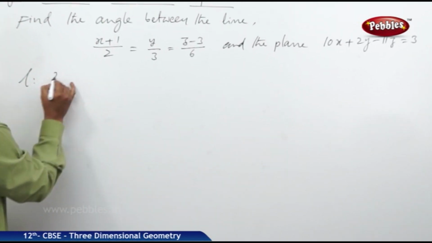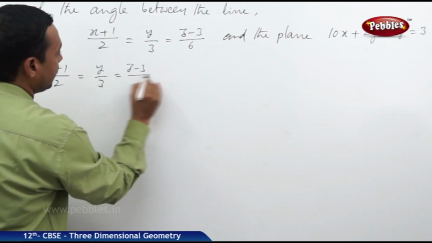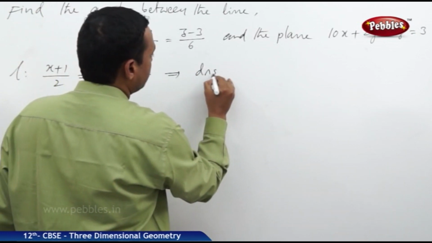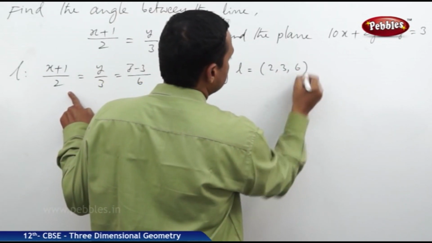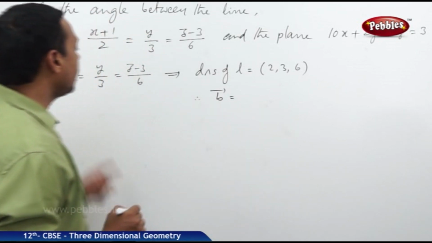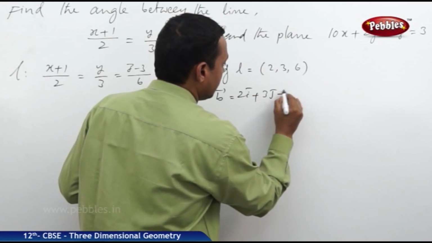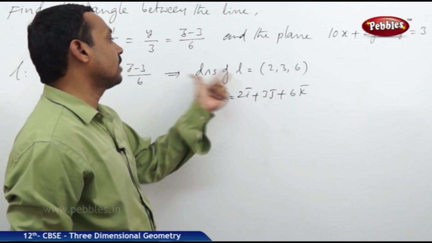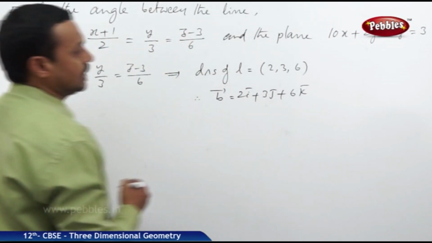The given line L is x plus 1 by 2 is equal to y by 3 is equal to z minus 3 by 6. This implies the direction ratios, DRs, of L are 2, 3, 6. Therefore, the vector b bar parallel to this line, having the direction ratios 2, 3, 6, is 2i plus 3j plus 6k.